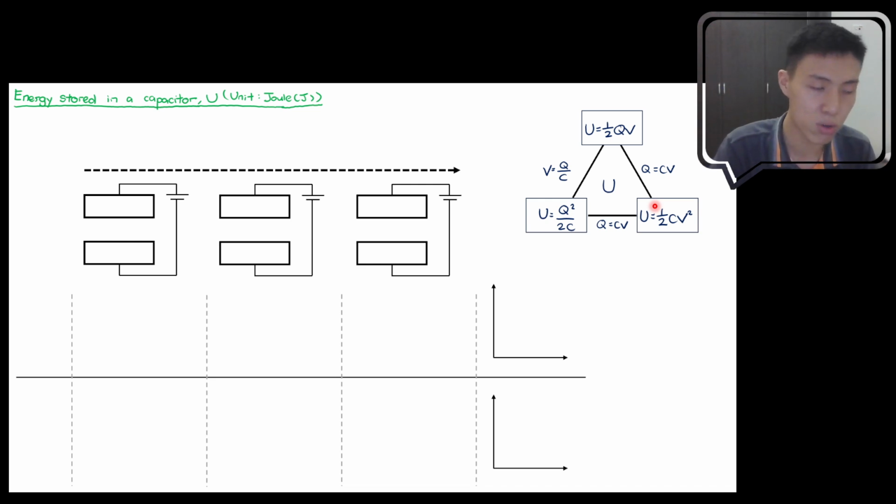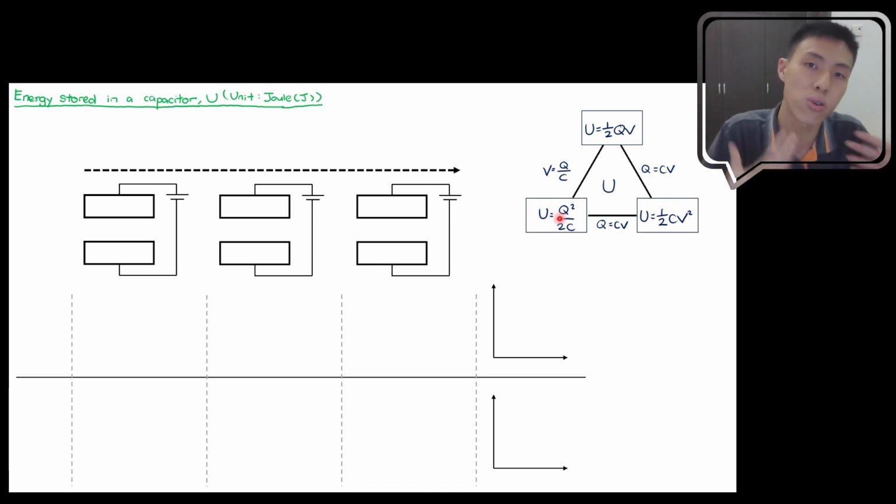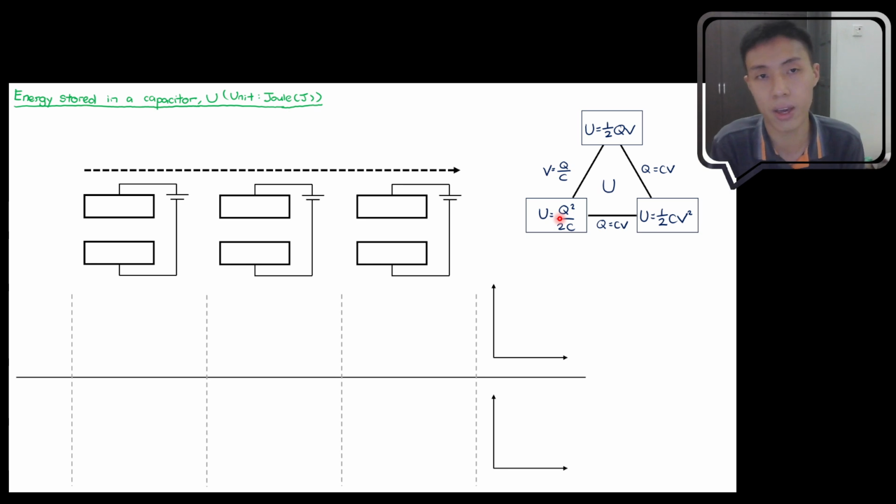There's no particular situation where only one equation can be used, or one equation cannot be used. All of these are equivalent. They can be used at any time depending on what information you have. Let's say you have Q and V, then this is suitable for you. You have C and V, then this is suitable for you. You have Q and C, then this is suitable for you. So look at the situation, look at what information you have, then you can just pick the right equation.